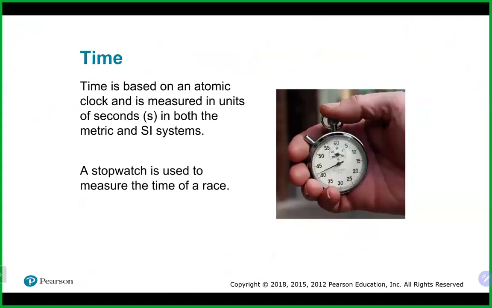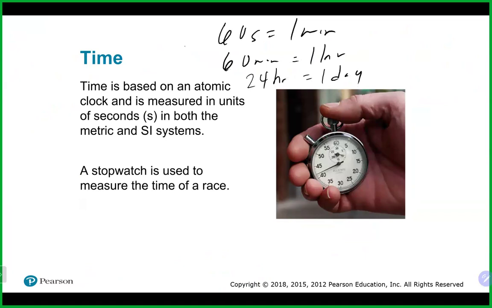Time is obviously seconds. How many seconds are in a minute? 60 seconds in a minute. That's good. How many minutes in an hour? 60 minutes in an hour. How many hours in a day? Not 60, right? 24 hours in a day. Nobody wants 60 hours in a day. So make sure you know that.